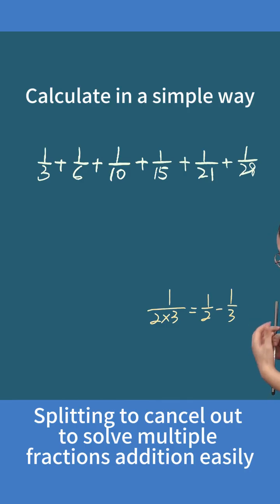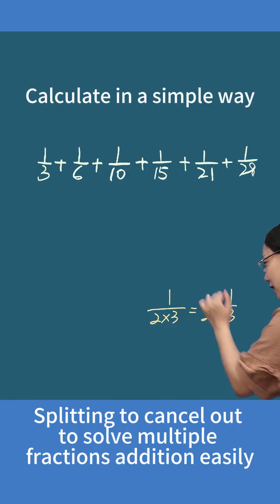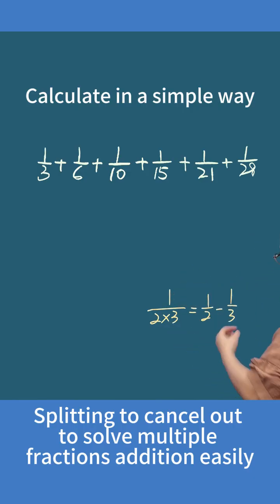Now, when can we use term decomposition? When the reciprocals of 2 numbers are multiplied, you can decompose it into the difference of the reciprocals of those 2 numbers, and these 2 numbers are consecutive, right? So the difference between them is just 1. That's when you can use term decomposition.